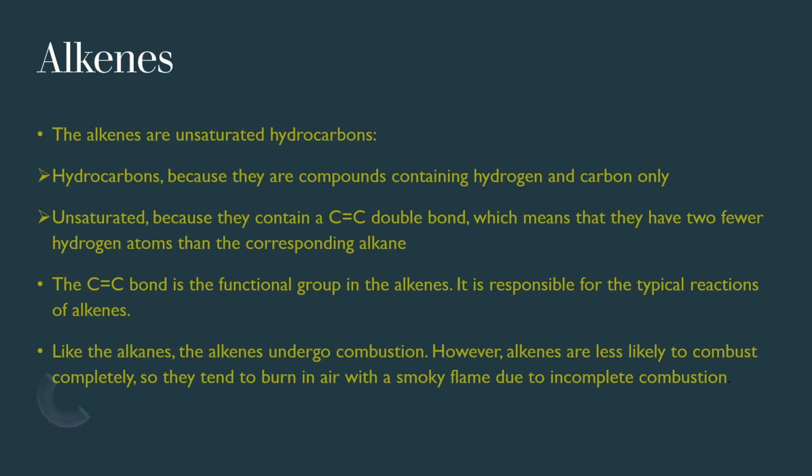The alkenes are unsaturated hydrocarbons, because they are compounds containing hydrogen and carbon only. Unsaturated because they contain a carbon-carbon double bond, which means that they have two fewer hydrogen atoms than the corresponding alkane. The carbon-carbon double bond is the functional group in the alkenes. It is responsible for the typical reactions of alkenes.